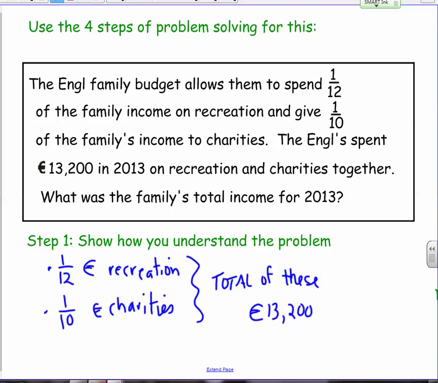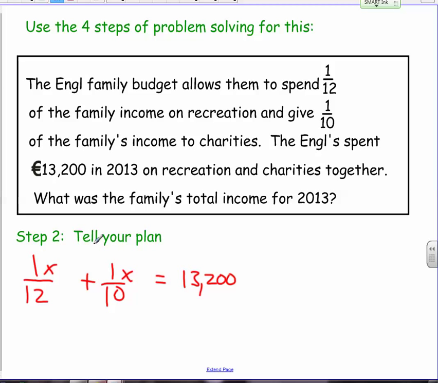So now what you're looking for is the total income. That's what x should represent. Let x be the total income for that year. So show me how you understand the problem. A 12th of the euros is spent on recreation. A 10th of all the euros is spent on charities. Those total to 13,200. And then step 2, your plan is to write an equation.